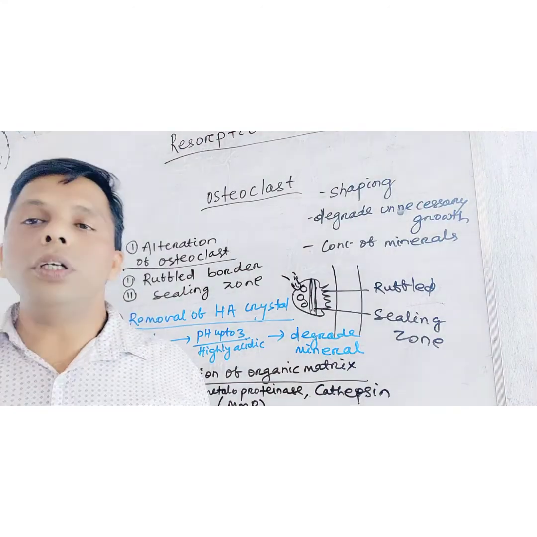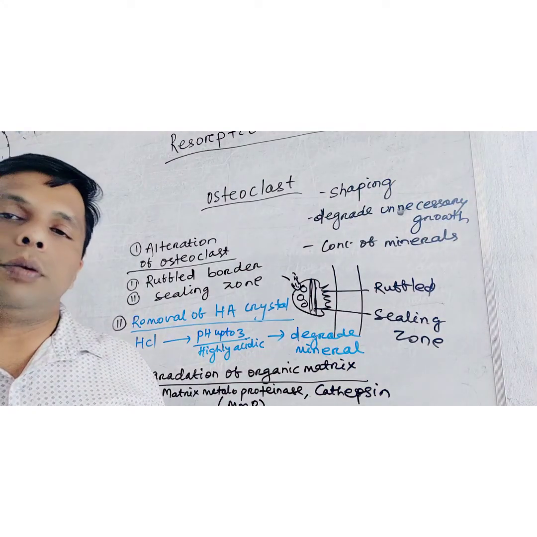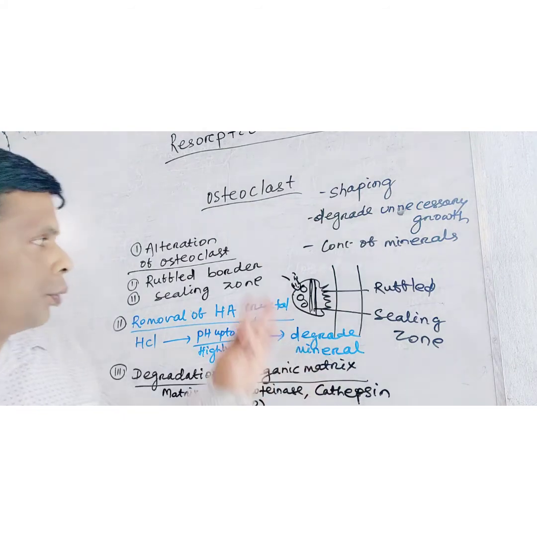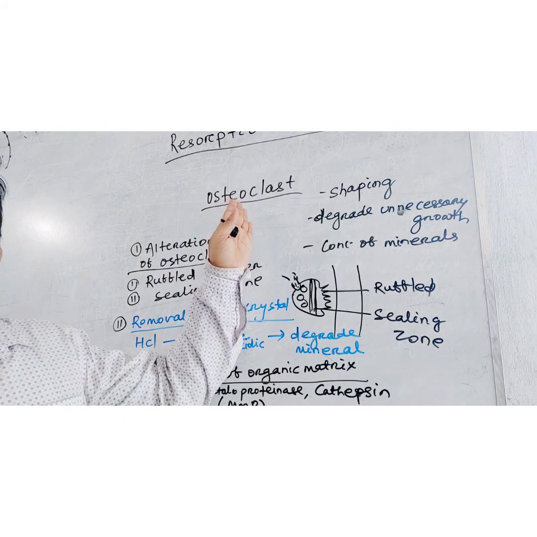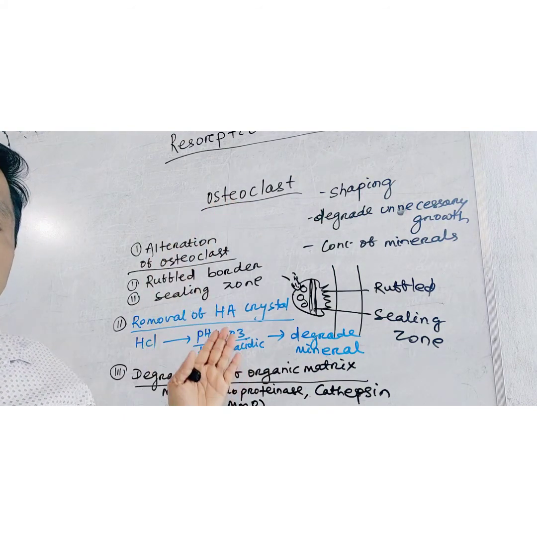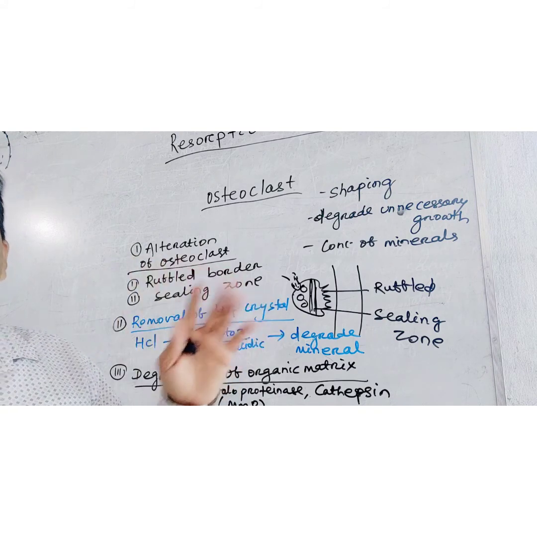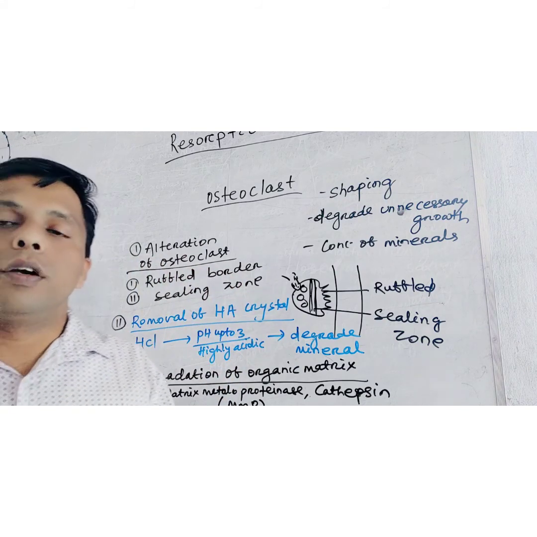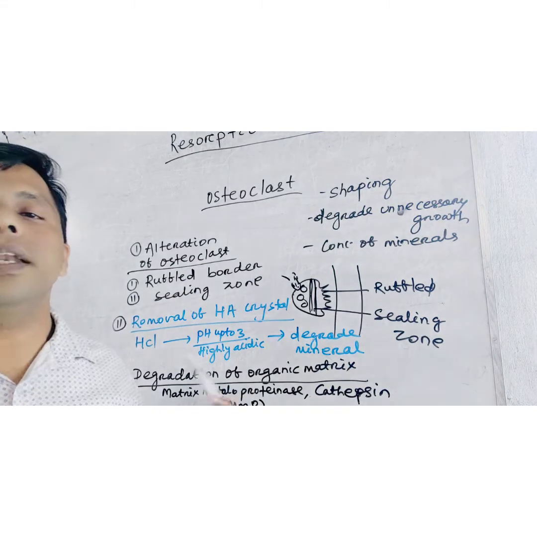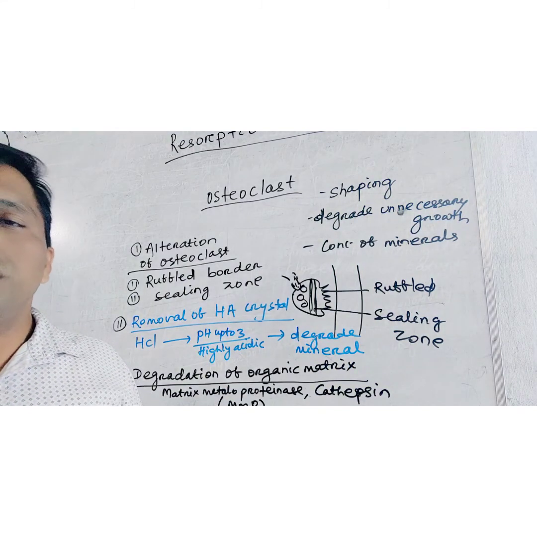So this is all about the process of resorption. Resorption takes place by three mechanisms: alteration of the osteoclast, then removal of hydroxyapatite crystal by making an acidic medium, then the degradation of matrix.